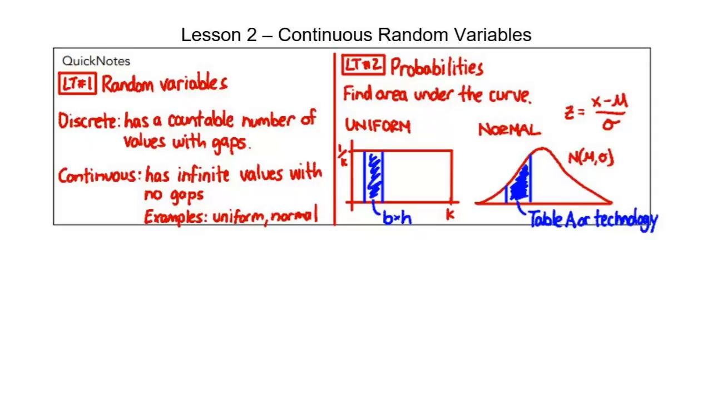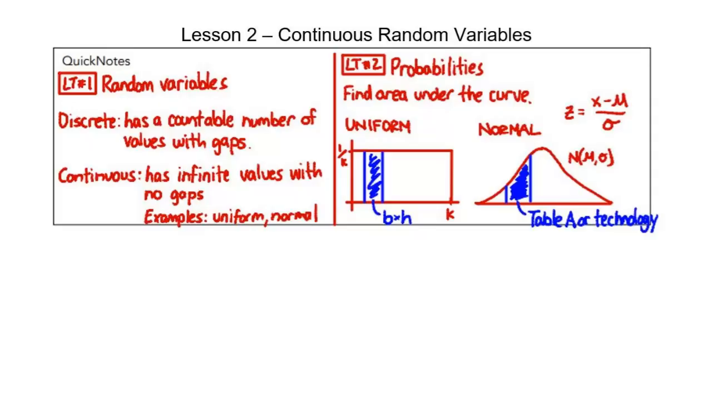And there are gaps in between these values. They can all be whole numbers. We can have decimals, like if I said you're going to make somewhere between $15 and $16 per hour. If I'm talking actual money, I could only go out as far as pennies, right? So those would be considered discrete. Continuous, we have an infinite number of values with no gaps in between. And two examples of that we did today are uniform and normal.